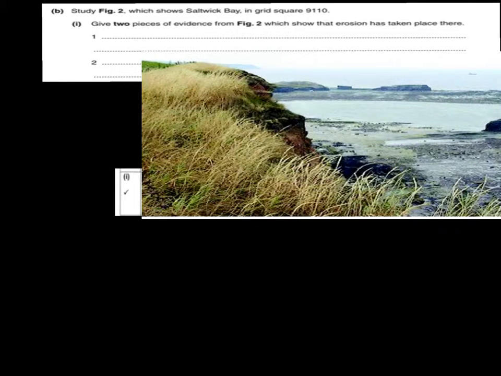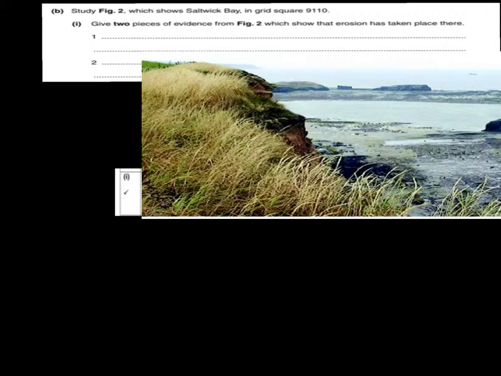Okay, so we now come on to the next question, which is asking you to look at this particular photo. Now, one of the problems with this question is if you look at it, it says give two pieces of evidence, which shows that erosion has taken place there. That's fairly straightforward, I understand what that means. Now, a lot of people look at that and think, I haven't got a clue what this means. What do they mean, shows erosion? Actually, what it's really asking you to do is name two erosional landforms.